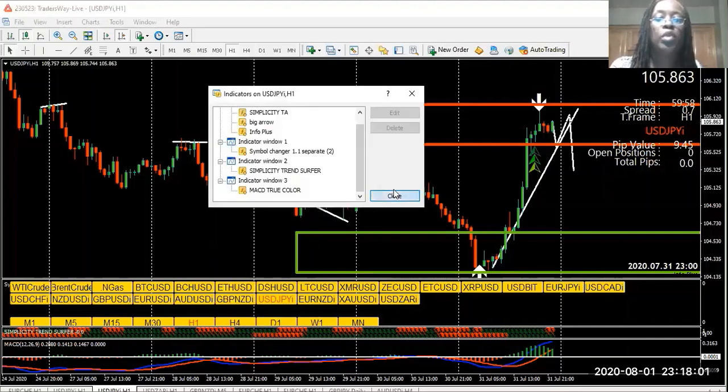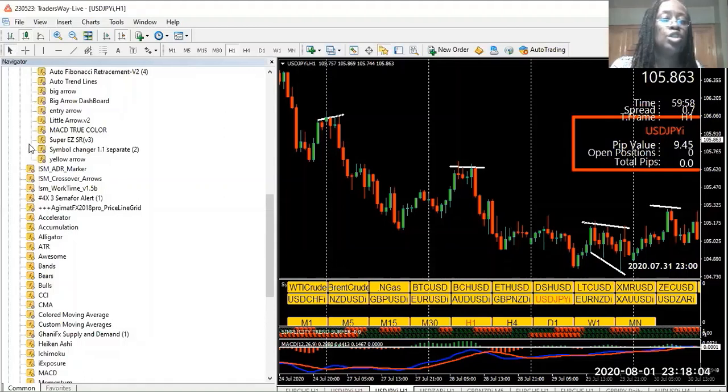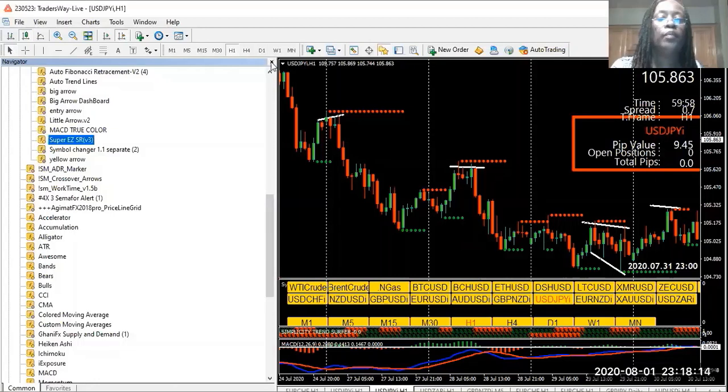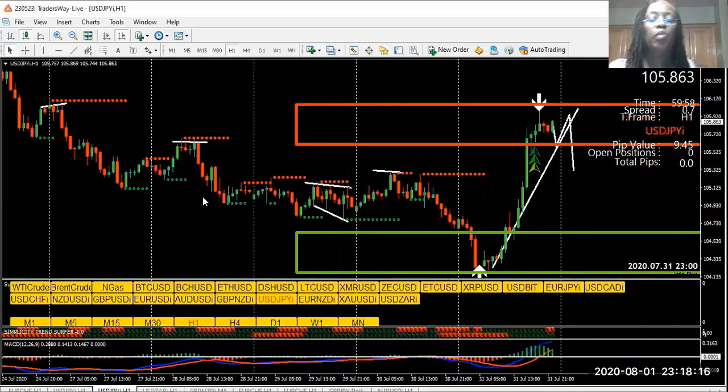And so that's what we'll do here. And then I'm going to let you go. 4 hours. We want that to be current. Okay. So the dots should line up with my lines. And as you can see, it does. It does. It's that simple.